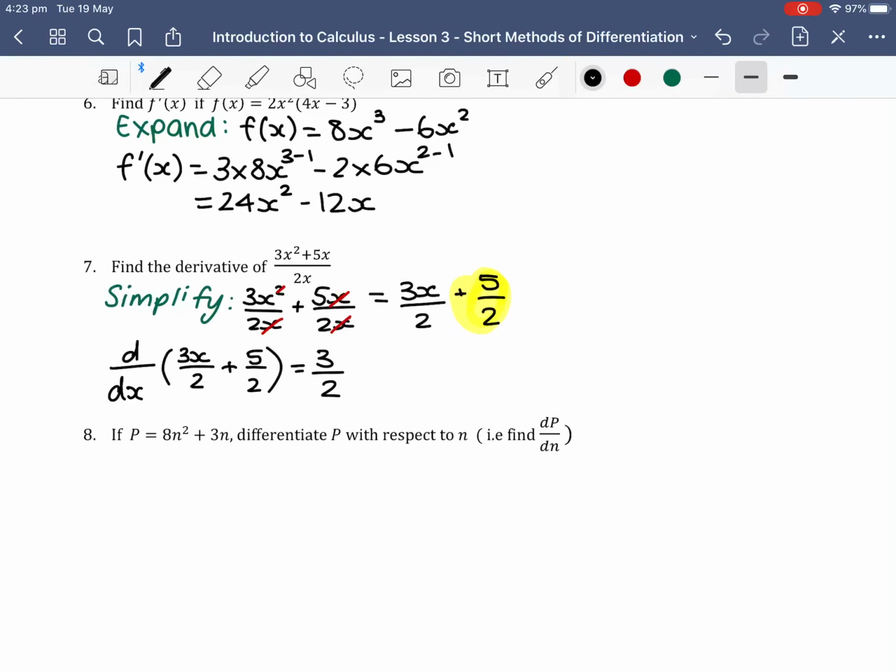And finally, our last example is if p equals 8n squared plus 3n, we want to differentiate p with respect to n. So i.e. we find dp over dn. So dp over dn will equal 2 times our 8. So we brought our power of 2 down. n to the power of 2 minus 1 plus 3 times n to the power of 1 minus 1.